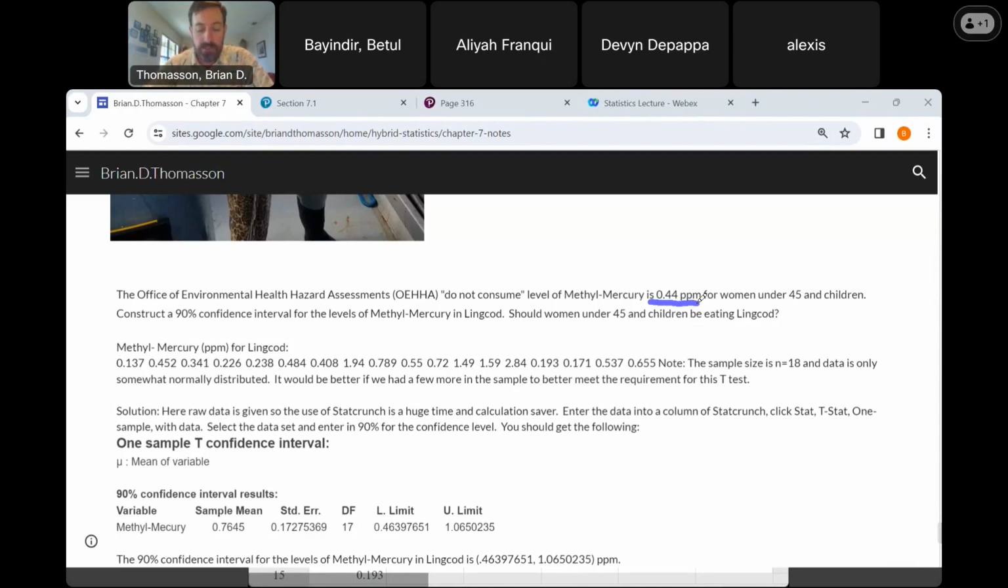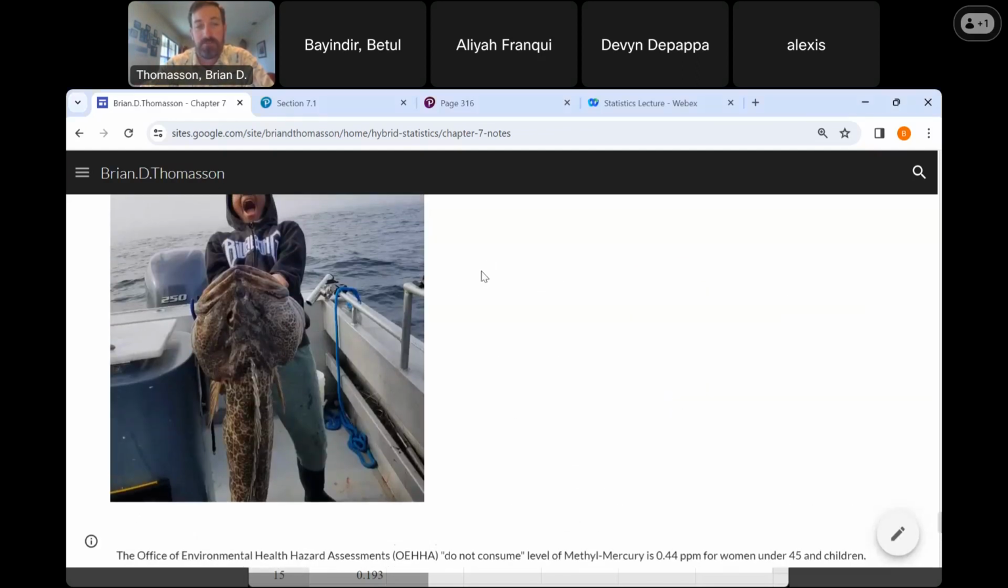Basically, each group of people has different tolerances for methylmercury. Males, for instance, have a little bit higher tolerance than females. I don't know why. Younger women have less tolerance than older women. I don't know why. But I'm not only eating these fish myself, I'm feeding them to my woman and my child. So yes, I'm interested in the woman that's under 45 and the child, and making sure that we're not over this 0.44 parts per million when we catch a fish like this one and bring it home.